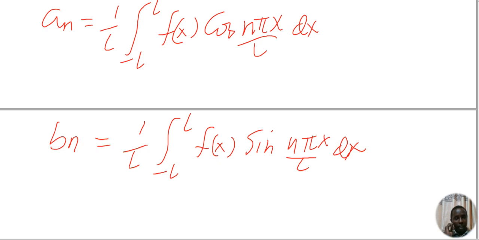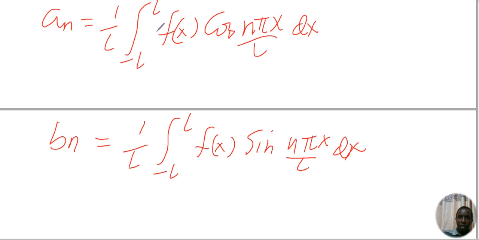Now, the interest here is that we have some products. When computing an, we have the product f of x multiplying the cosine of n pi x over L. And when computing bn, we also have the product f of x multiplying the sine function. It is important to remember that the sine function is an odd function, while the cosine function is an even function.